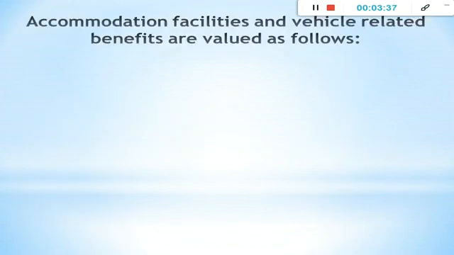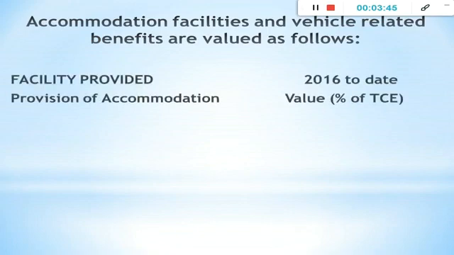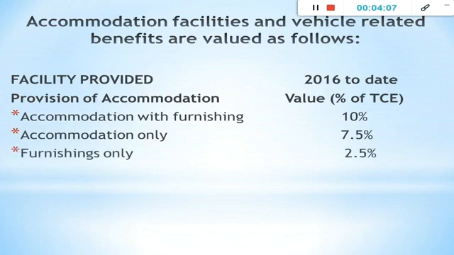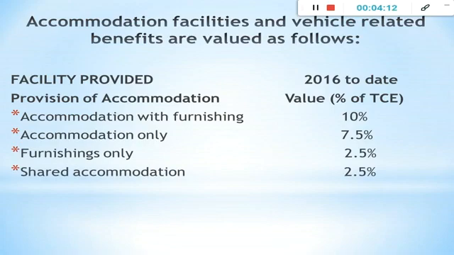Then we have some benefits, either accommodation facilities or vehicle related benefits, that the individual can also attain. Now let's look at the accommodation. The accommodation is based on conditions. Where one is provided with accommodation with furnishing, he gets an additional benefit of 10% of the total cash emolument, that's the TCE. It's going to be 10% of the total cash emolument. And where it's accommodation only, it's just 7.5%. Where it's furnishing only, it's 2.5%. And where it's shared accommodation, it's also 2.5%.